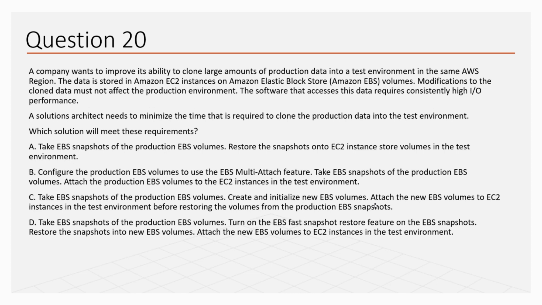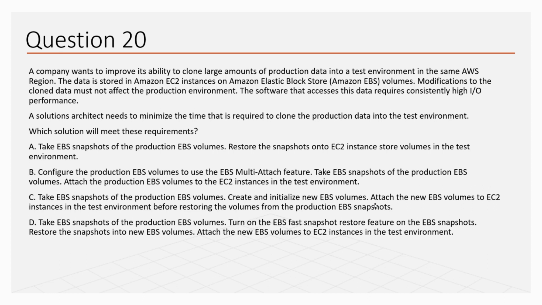Question number 20. A company wants to improve its ability to clone large amounts of production data into a test environment in the same AWS region. The data is stored in Amazon EC2 instances on Amazon Elastic Block Store volumes. Modification to the cloned data must not affect the production environment. The software that accesses this data requires consistently high input output performance. A solutions architect needs to minimize the time that is required to clone the production data into the test environment. Which solution will meet these requirements?